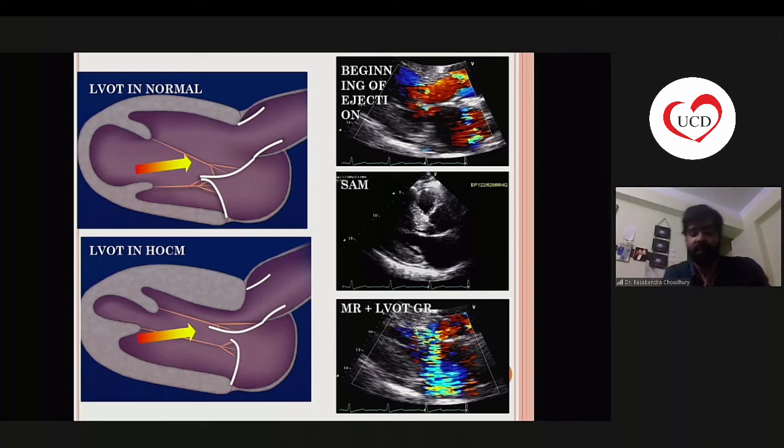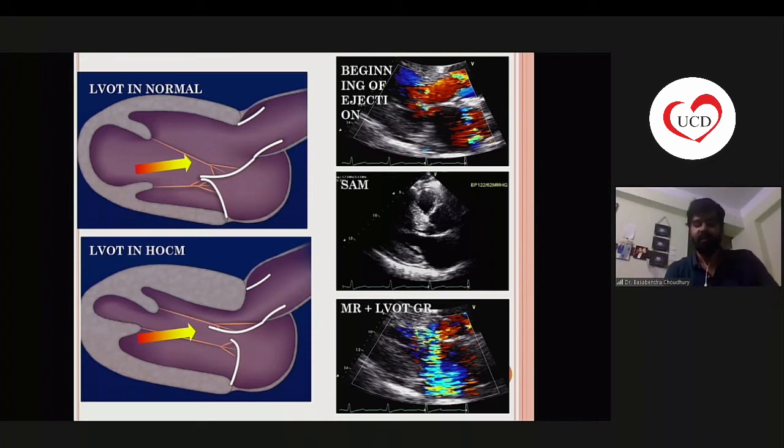We can see in the beginning of ejection there is not so much apposition, and there is also not so much gradient. But as ejection continues, there is SAM, that is systolic anterior motion of the anterior mitral leaflet, which further narrows the LVOT, which is also narrowed by the encroaching thickened septum, and there is generation of a LVOT gradient. And due to malapposition, due to the anterior motion of the mitral leaflet, there is MR, which is typically a posteriorly directed jet.